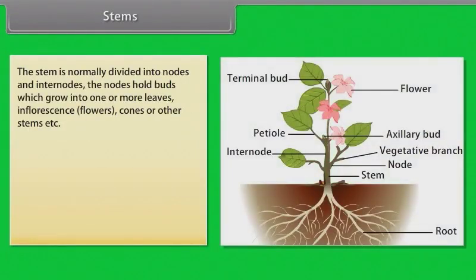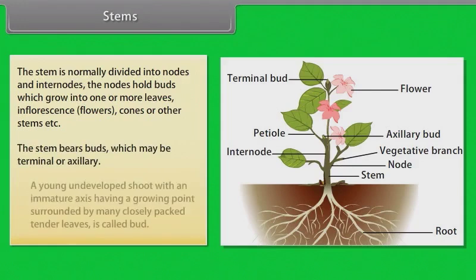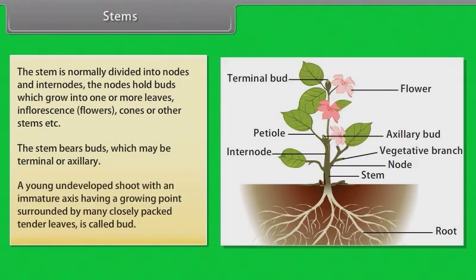The stem is normally divided into nodes and internodes. The nodes hold buds which grow into one or more leaves, inflorescence flowers, cones, or other stems. The stem bears buds, which may be terminal or axillary. A young undeveloped shoot with an immature axis having a growing point surrounded by many closely packed tender leaves is called bud.